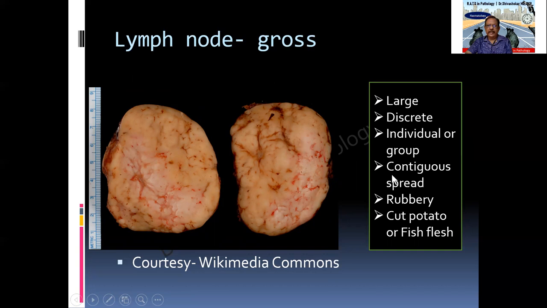Later on, it can spread contiguously. So for example, if it is in the supraclavicular region, it can spread to the cervical region, etc. They are rubbery in consistency. And look at this one, classical cut potato appearance. Some books will be giving you a fish flesh appearance also. So these all can be asked as questions. Where do you get a cut potato appearance, fish flesh appearance, etc.? Courtesy Wikimedia for this picture.